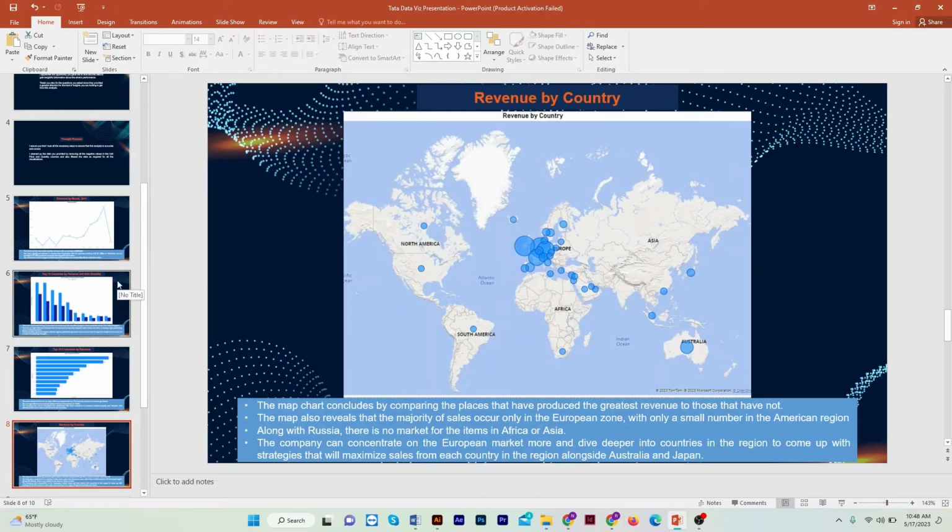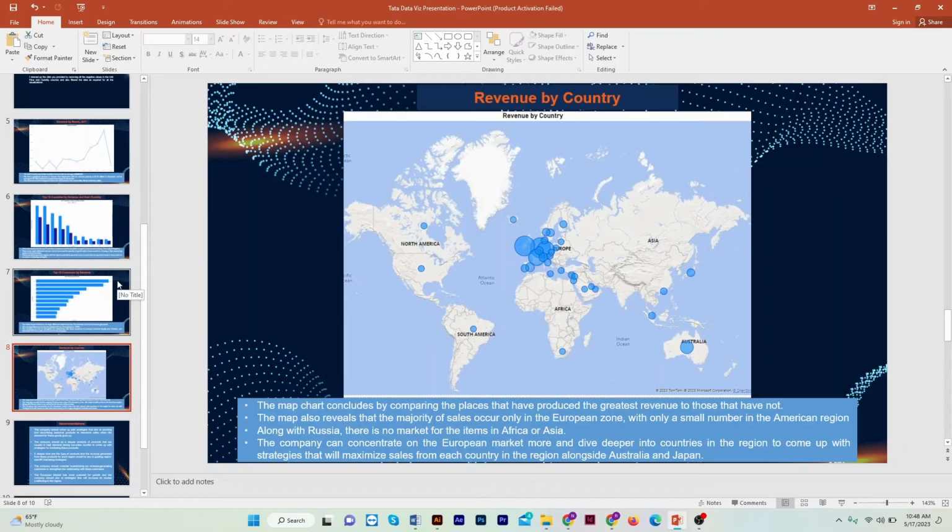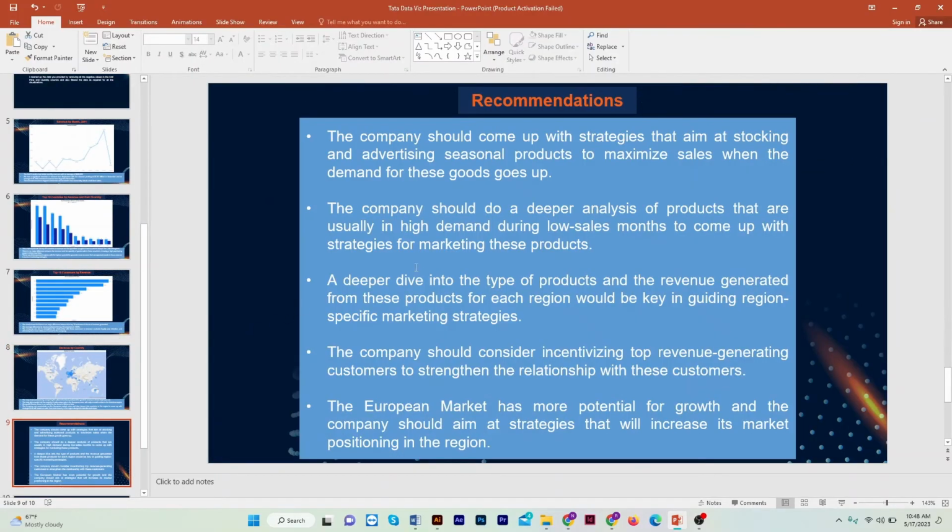Now, on the recommendations that I came up with from the 4 visuals, the first one is that the company should come up with strategies that will aim at stocking and advertising the seasonal products, since we saw that seasonality has a big impact on the revenues of these companies. The second recommendation is that the company should also do a deeper analysis of products that sell during the low revenue months, that is the first 8 months.